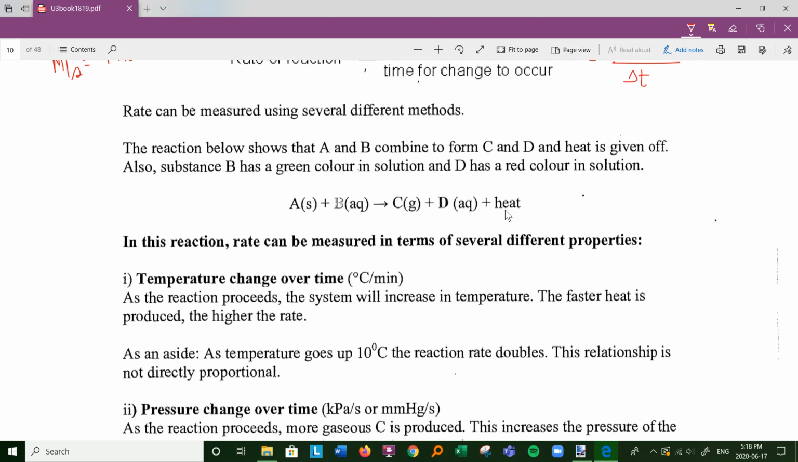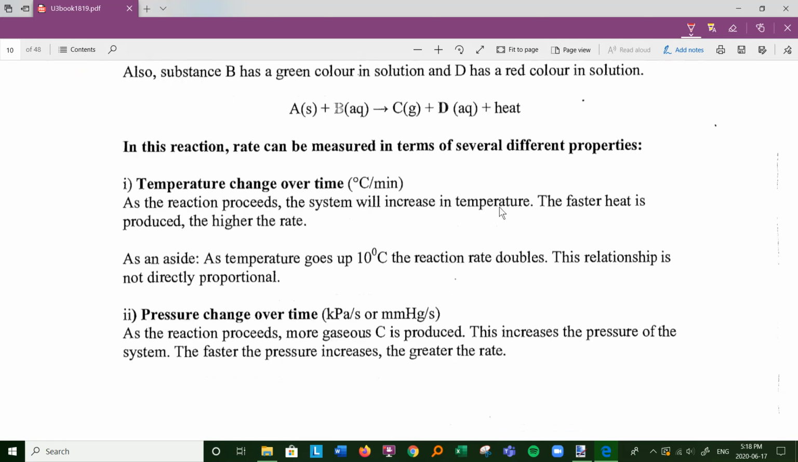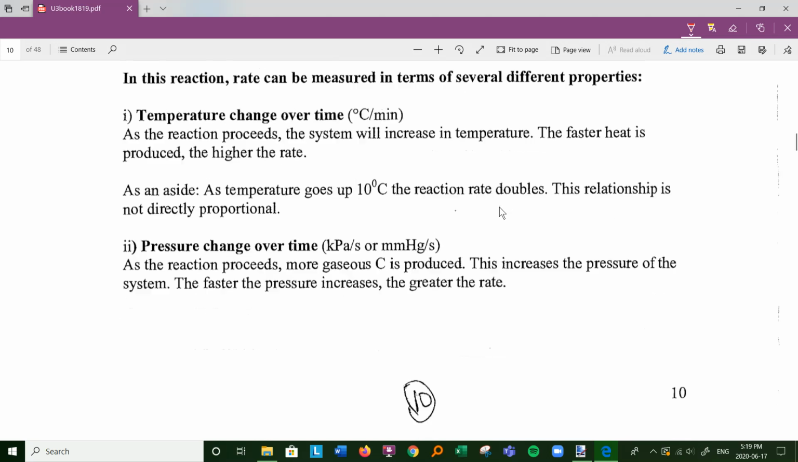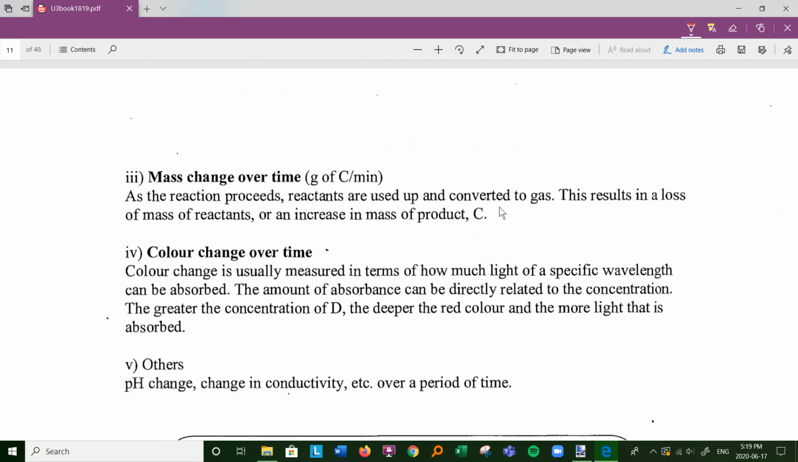Pressure, you could use a manometer and see we're forming a gas, which is capital letter C, the chemical which is the gas in this example. How much of that is formed per second? That's a way to measure the rate. We could look at mass changes. We could measure the mass increase of the gas or mass decrease of the reactants.